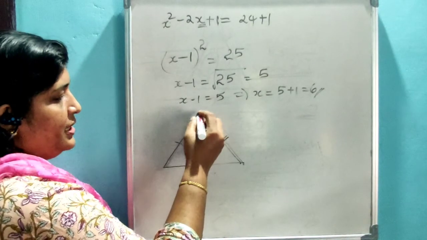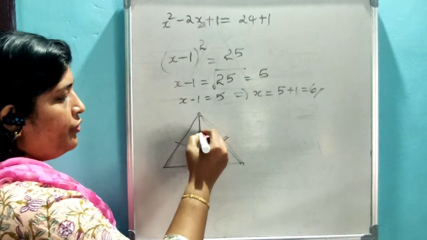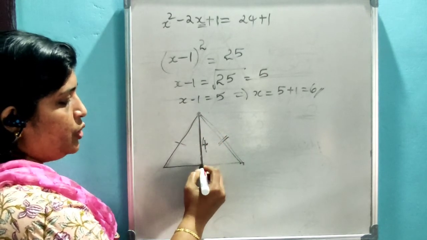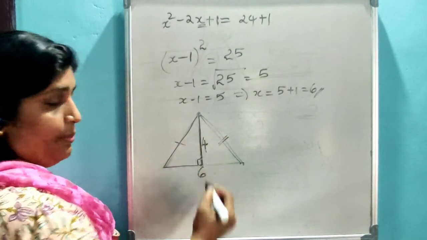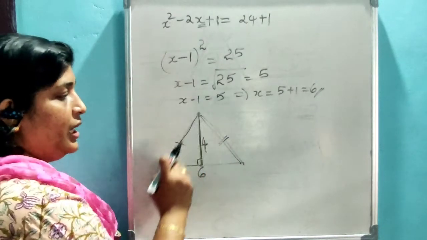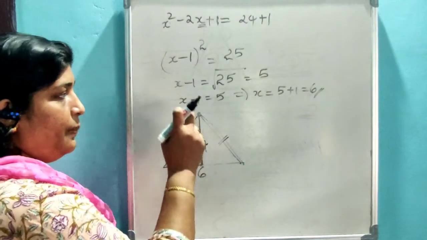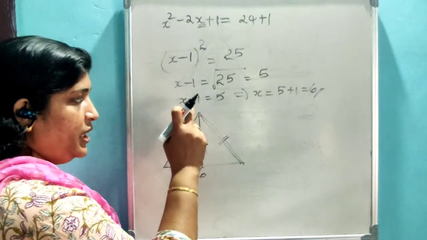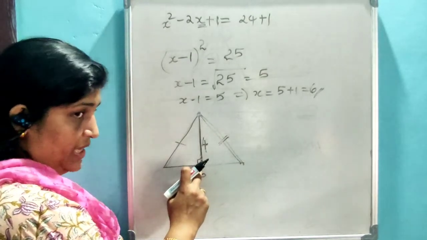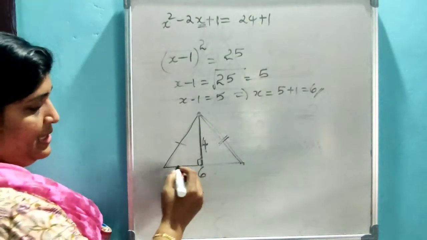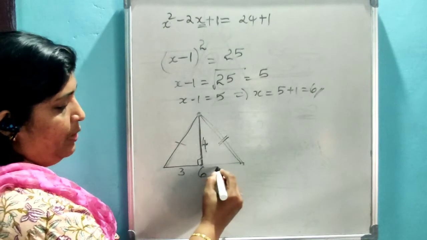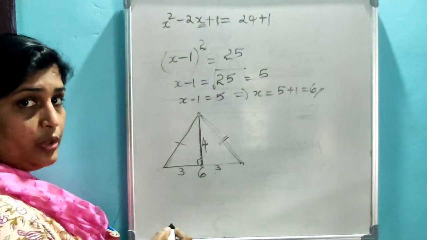We know that the perpendicular drawn from the third vertex to the base bisects the base. In an isosceles triangle, the perpendicular drawn from the third vertex to the base bisects the base. So what is this length? This is equal to 3. And this one is also equal to 3.